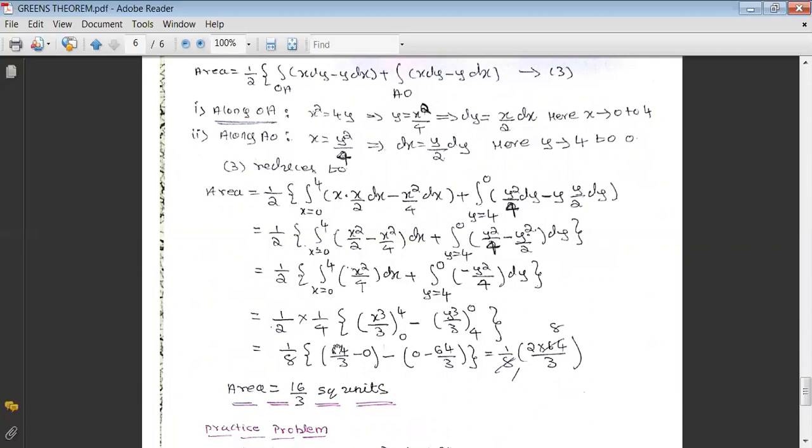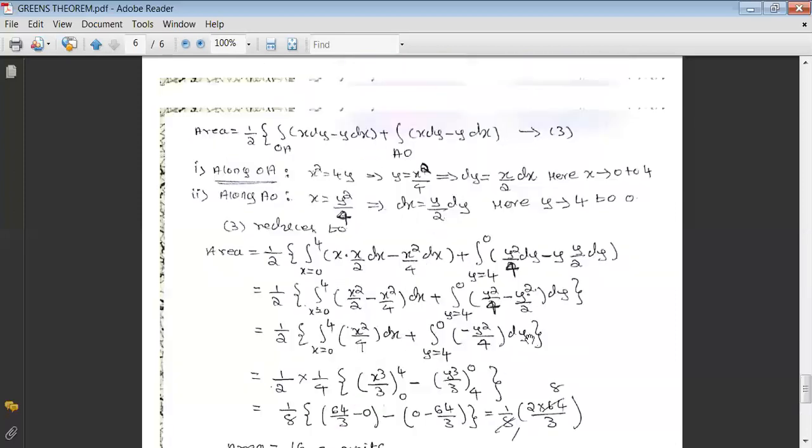Once you take the upper limit, that becomes 64 by 3, with lower limit 0, minus upper limit 0 minus 64 by 3. Minus of minus becomes plus, that is 1 upon 8. That gives you 2 into 64 divided by 3. This gives you 8 times 2, that is 16 by 3 square units.